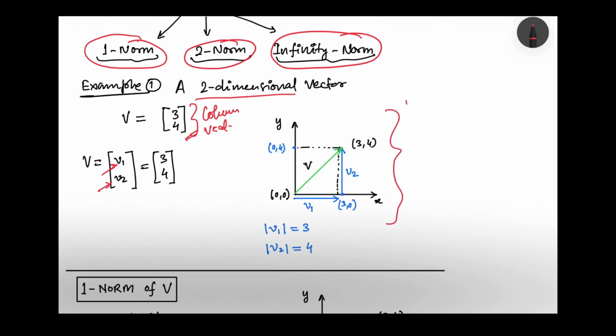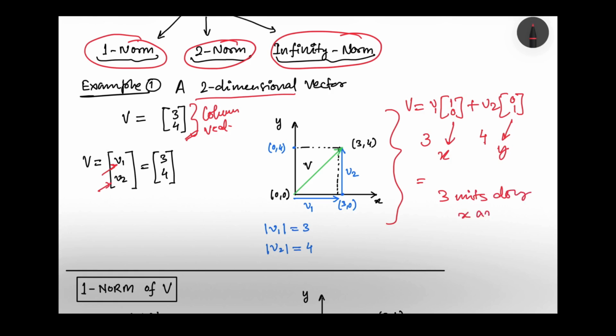What we are doing is writing this as v1 times (1 comma 0) plus v2 times (0 comma 1). These two form the basis vectors, let's say this is x and this is y, and we are multiplying them by 3 and by 4. So basically it is 3 units along the x-axis and 4 units along the y-axis. This is how the vector looks. This is the vector v, represented in a coordinate frame with x-axis and y-axis.